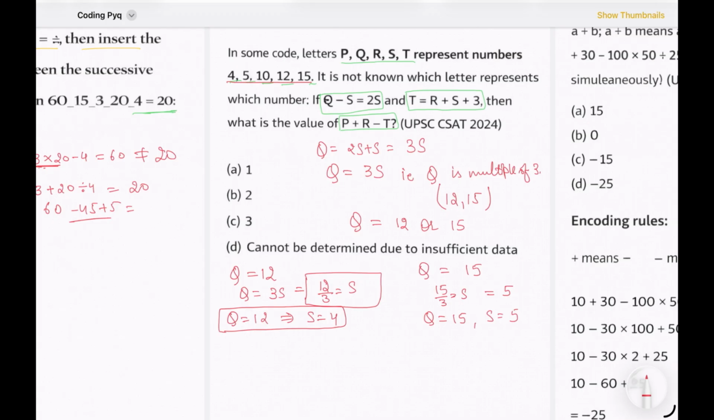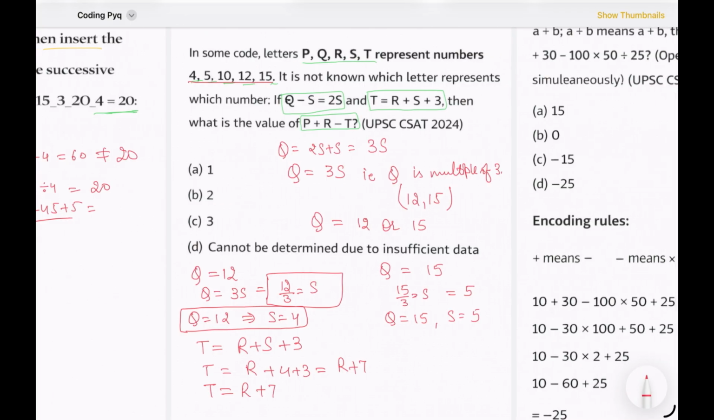If Q is 12 and S is 4, the next equation we have given is T is equal to R plus S plus 3. That is, T is equal to R plus 4 plus 3, that is R plus 7. T is equal to R plus 7. And if Q is equal to 15 and S is 5, then T is equal to R plus 5 plus 3. That is, T is equal to R plus 8.